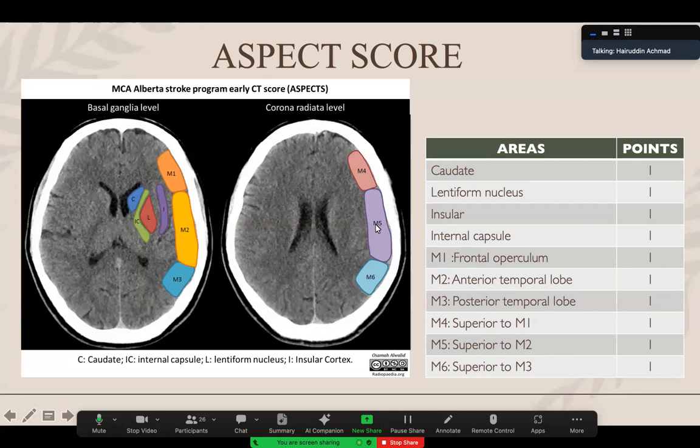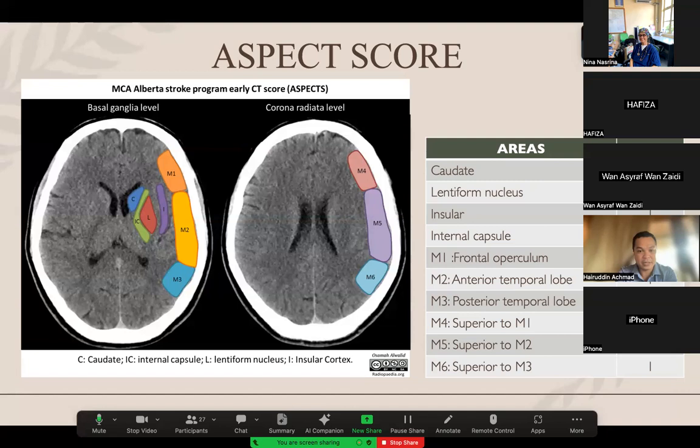M4 is basically directly superior, so you don't have to remember the exact anatomy; you can just say there's involvement of M4, there's involvement of M5. M4 is anything above the M1, M5 is anything above the M2, and M6 is anything above the M3. So you eyeball the involvement and tell whether there's involvement of this particular structure. You have to see hypodensity in order to deduct the point. So a total of 10 points, and involvement minus 1 point. Well, this is just for MCA stroke.